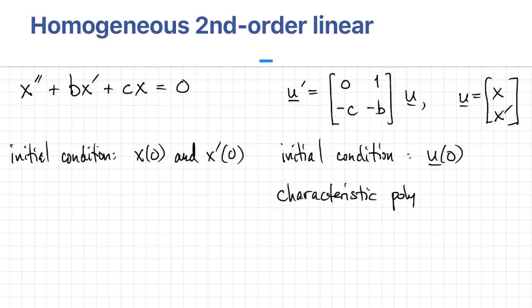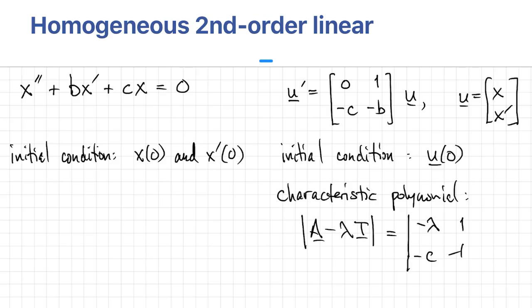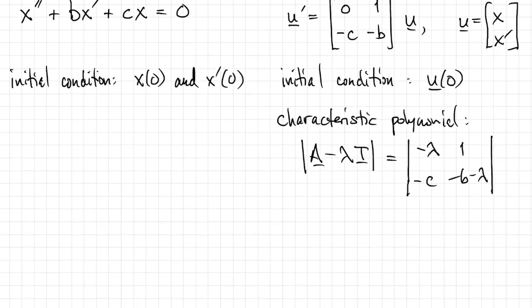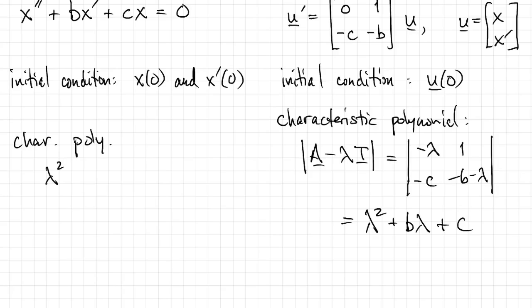To find solutions of the system, we need to find the eigenvalues of this companion matrix, which means we need to find the roots of the characteristic polynomial. As always, we get that as the determinant of A minus lambda times the identity. The result is just lambda squared plus b lambda plus c. Well, we might as well call that the characteristic polynomial for the original problem as well. We can actually skip all the intermediate stuff because it's very obvious how that polynomial relates to the original second order equation.